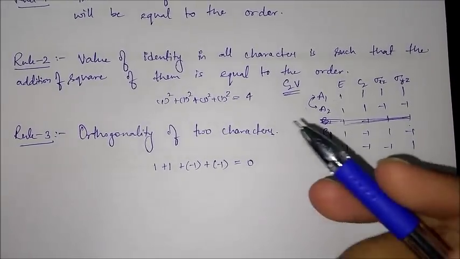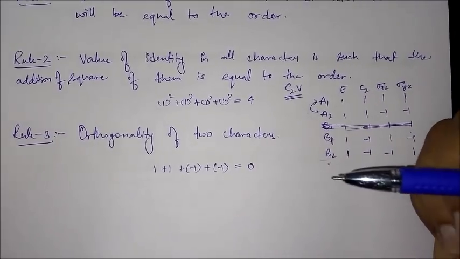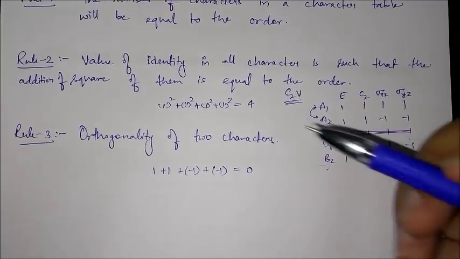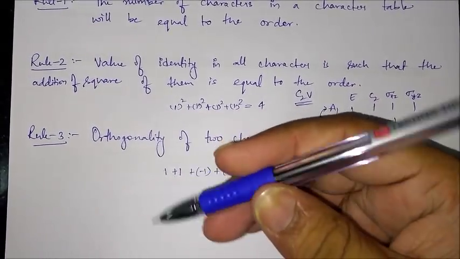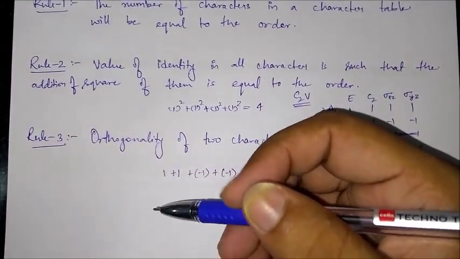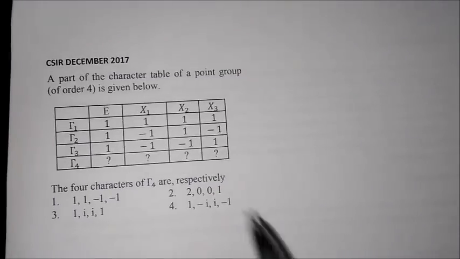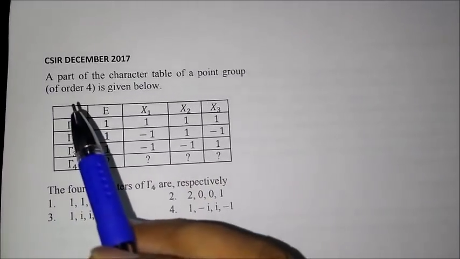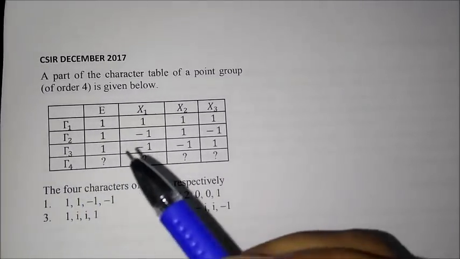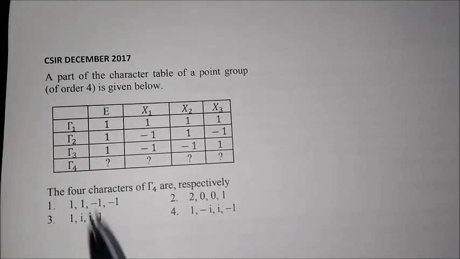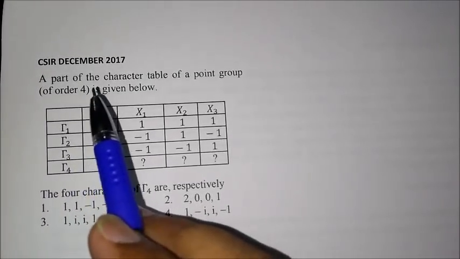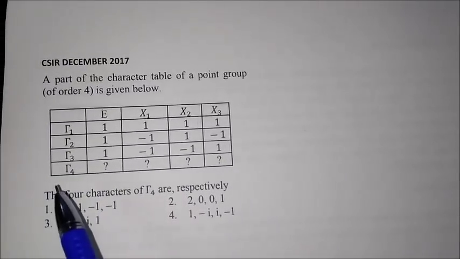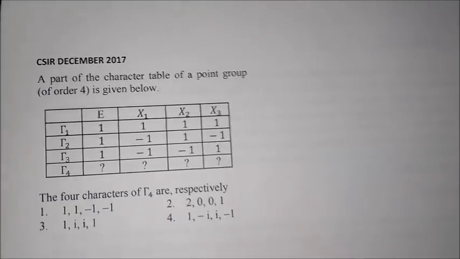So now we will be solving the questions which were asked in the previous years of the CSIR exam, and we'll try to solve them using the great orthogonality theorem and the character table, which I have already covered in my previous videos. So let's start. Let's solve the question which was asked in the December 2017 CSIR exam. The question says that part of the character table of a point group is given, and the order, 4, is also given, because you have to use the great orthogonality theorem. That's why they have given you the order. It is asked what is the value for this lambda 4. So let's check it out.